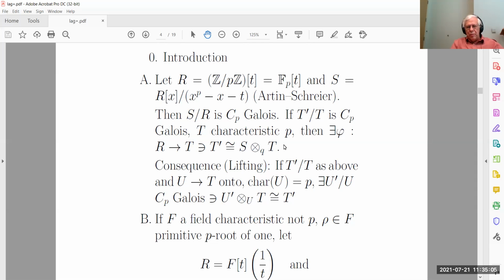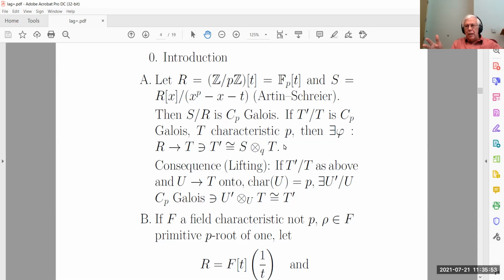All right, so let me review. You start with a polynomial ring over the finite field of P elements, F_P[T], and you write down the generic Artin-Schreier polynomial for that, x to the P minus x minus t, and you define the Galois extension defined by that. In characteristic P, without any condition on T, this is C_P Galois, and it's also universal. If I have another characteristic P Galois extension, I get this one by specialization. You basically map T to whatever you need to map T to.